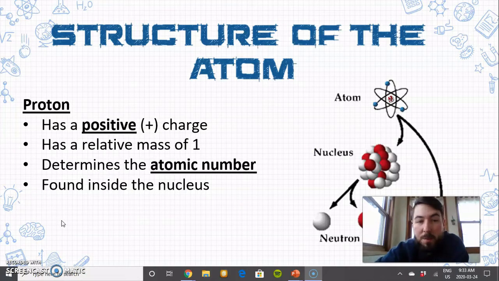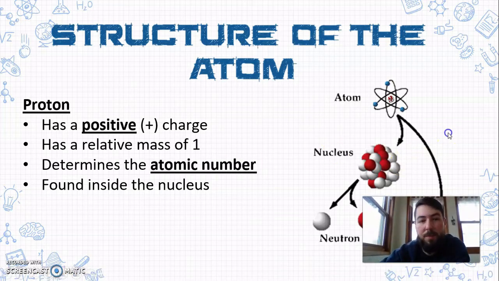So the protons are positive, P for positive, an easy way to remember it. It has a mass of 1. Atomic number: if I had 3 protons, that would be one element. If I had 4, 5, 6, those would all be different ones. And it's found inside the nucleus.